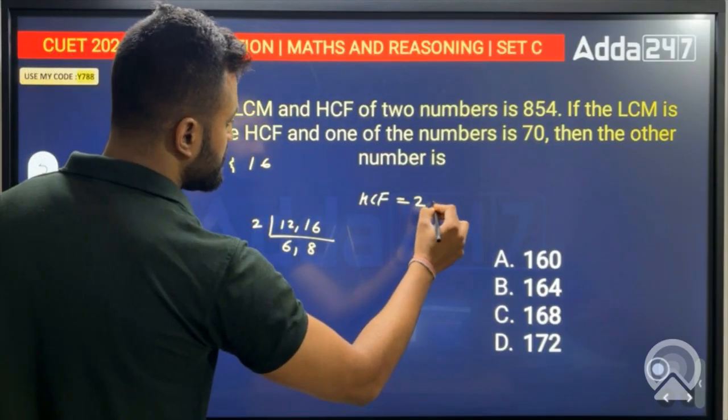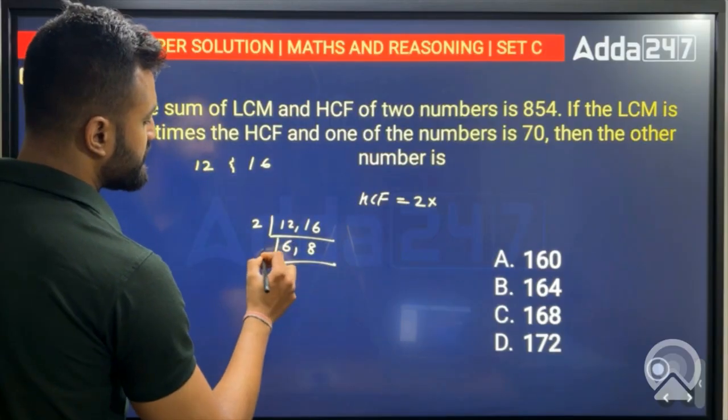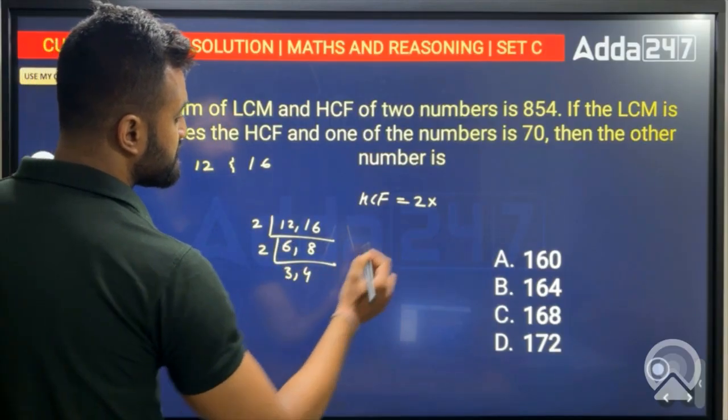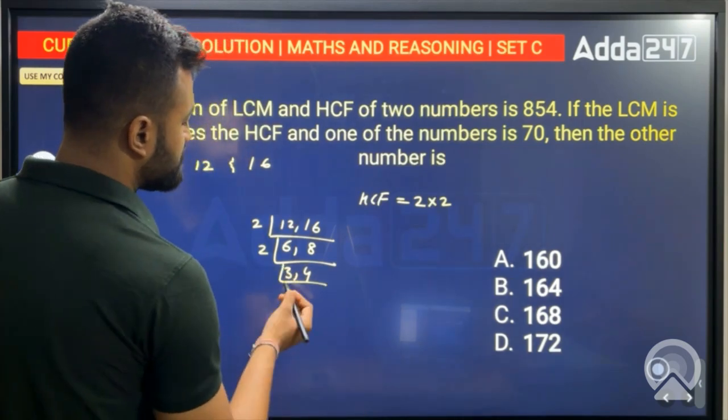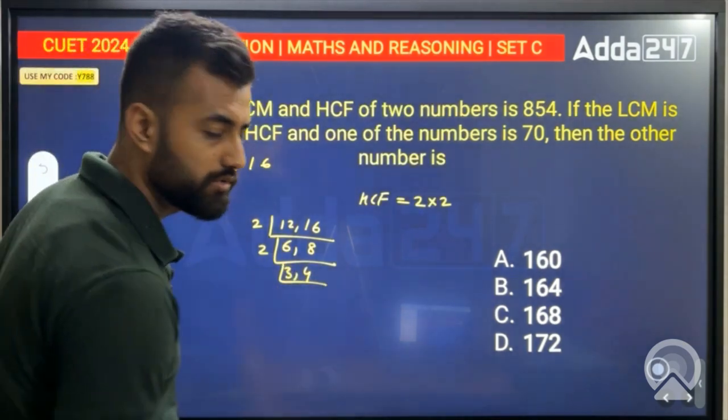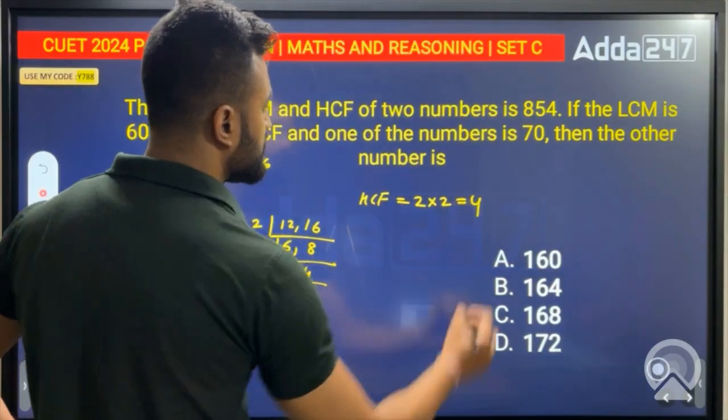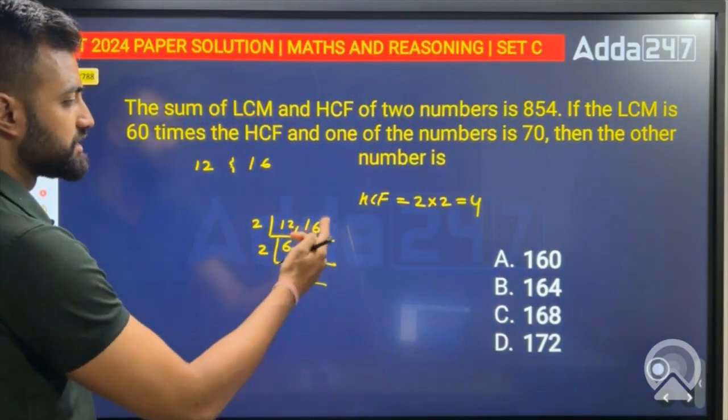So 2 is divisible. Yes, take 2. Next, again we can take 2, sir. 2 3s are 6, 2 4s are 8. Yes, sir. Again, take 2. Is there any number which can divide 3 and 4 together? No. That means this is your HCF. HCF would be 4. So 4 is the highest number which can divide both the numbers.